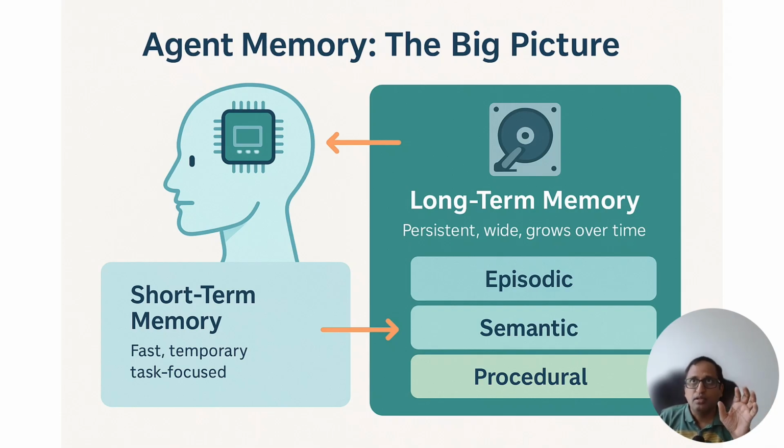So to summarize at a high level, this is what you should think about. Short-term memory is for focus. Long-term memory is for the agent to learn, remember, and grow. Right? When you start combining these things effectively, that's when your agent goes from being just one tool to something which is smart, stable, and actually useful over time.